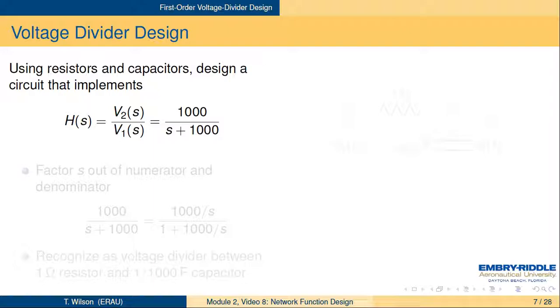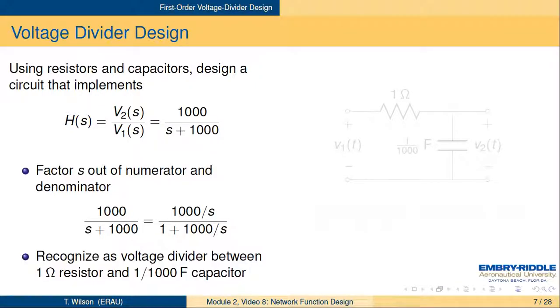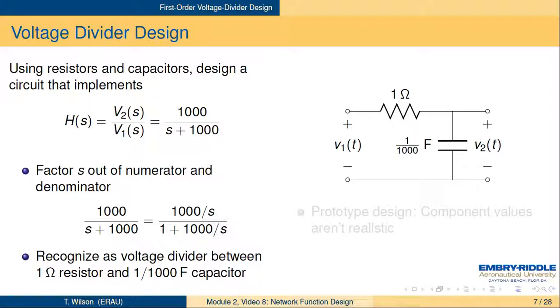And this is the general process here. You factor an S out of both the numerator and the denominator. So you get (1000 over S) over (1 plus 1000 over S). And you say, well, that's a voltage divider. The Z2 would be 1000 over S and Z1 would be 1 ohm. So you say, oh, that's a voltage divider between a 1 ohm resistor and a 1 millifarad capacitor. And so you draw that and say, this is called the prototype design, the prototype circuit.